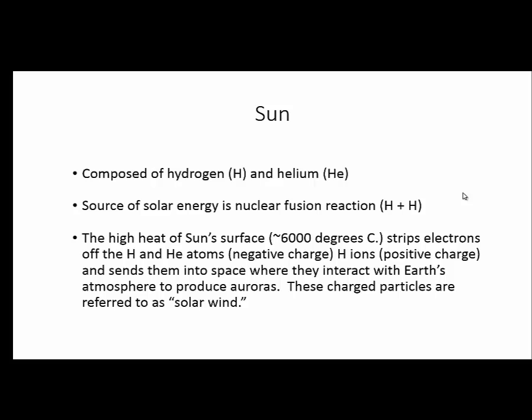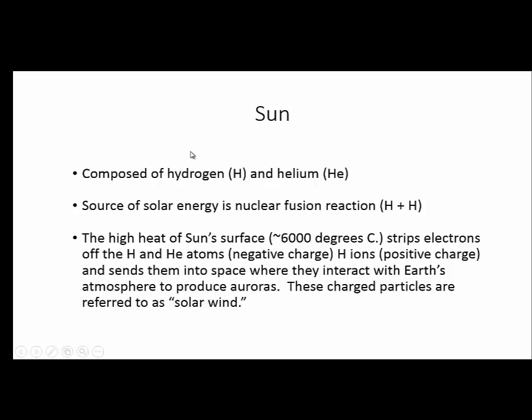All right, how does the sun produce its heat? Well, it's fusion. The sun is mostly hydrogen, and it fuses two hydrogens together to form helium. Now, when you fuse two hydrogens together, you give off an incredible amount of heat energy, and that's where the heat and the energy and the electromagnetic radiation comes from the sun.